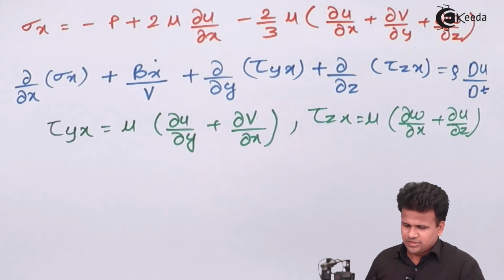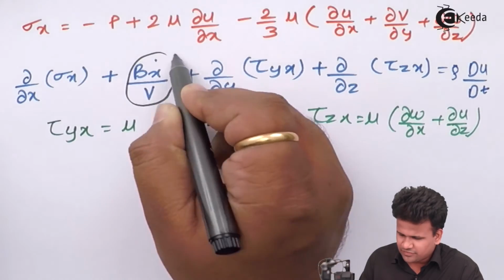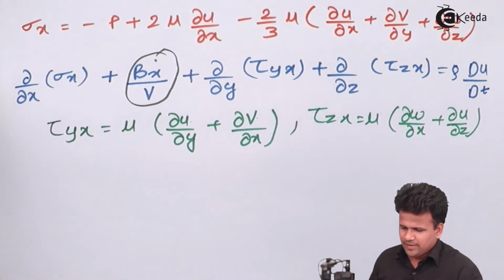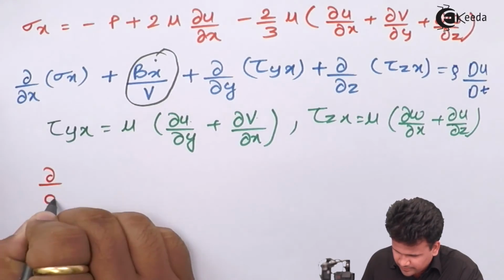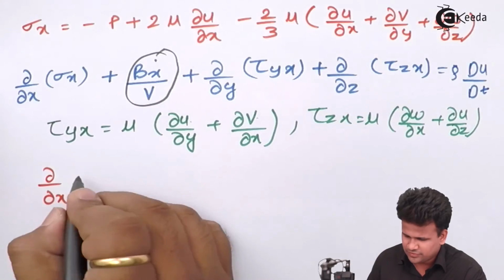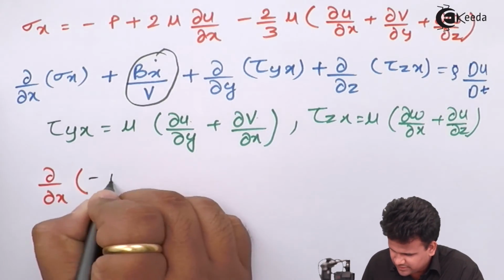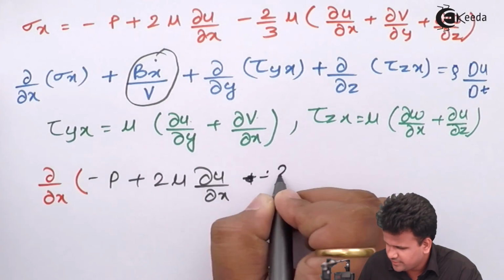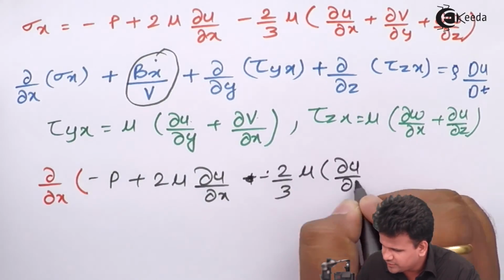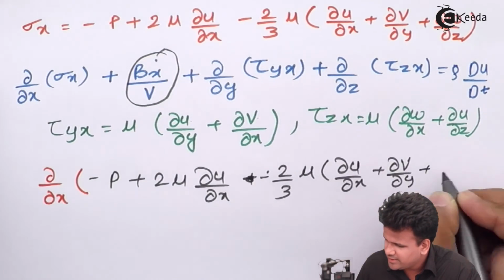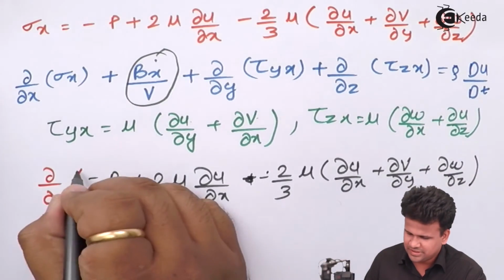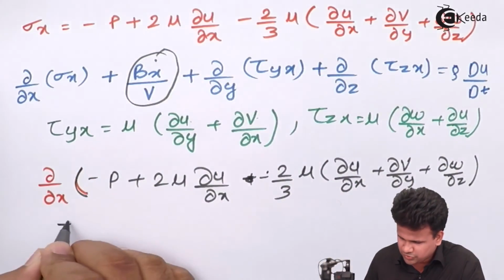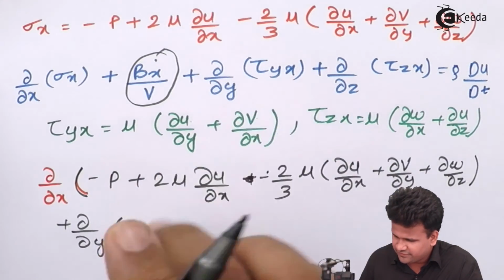So let us substitute. We won't consider the body force term, we'll write it down later, and we will substitute these individual values. So now what do we get? This is dou by dou x of this entire bracket, so we'll just write down that entire bracket. This is minus p plus 2 mu dou u by dou x minus 2/3 of mu (dou u by dou x plus dou v by dou y plus dou w by dou z). So this entire part we have got. We'll neglect this term for the time being, and then we'll substitute this term. So this is dou by dou y of tau of yx.